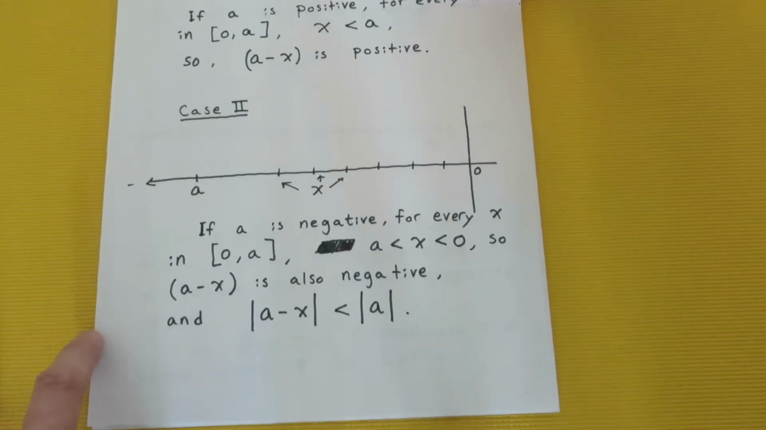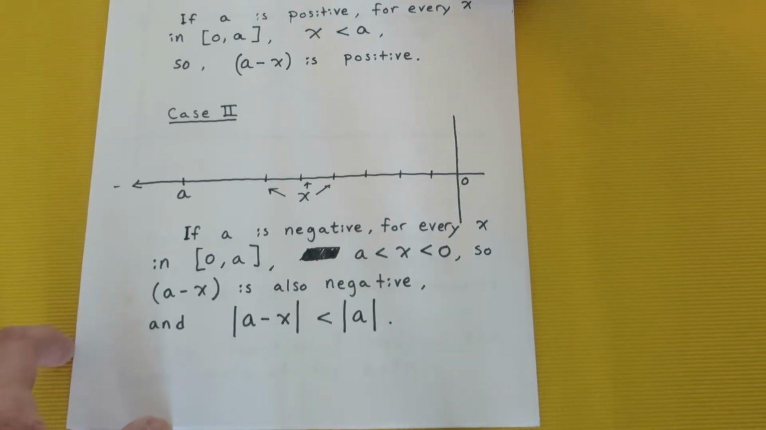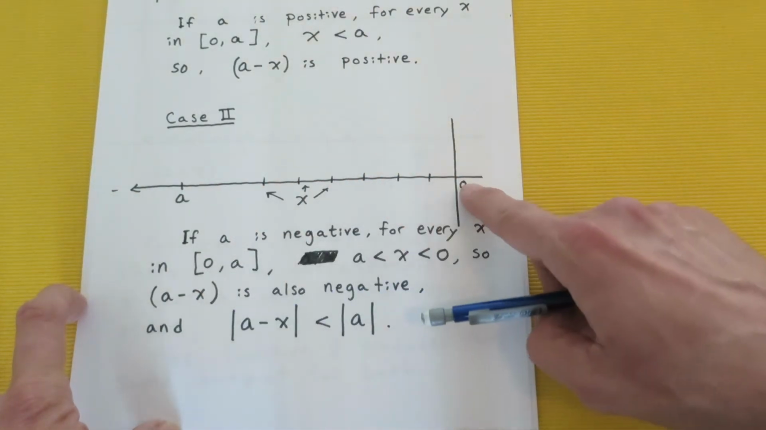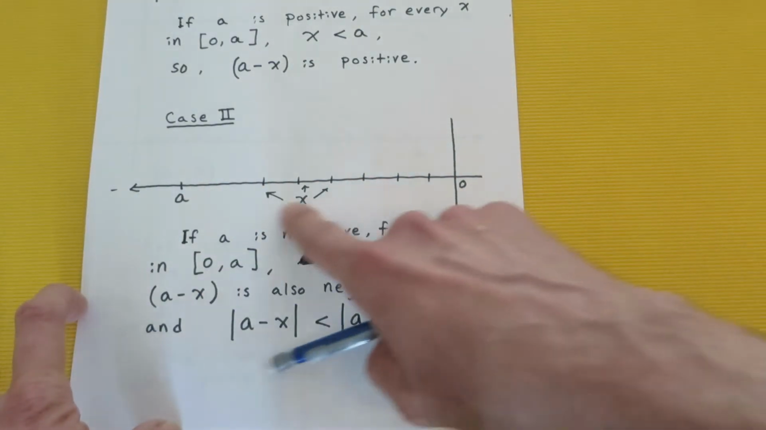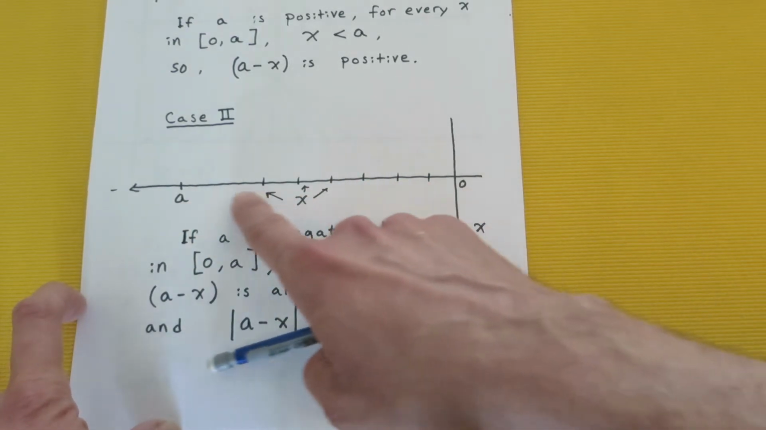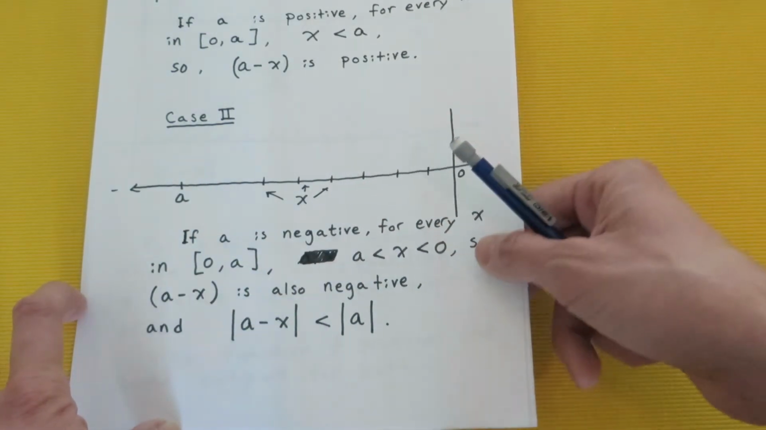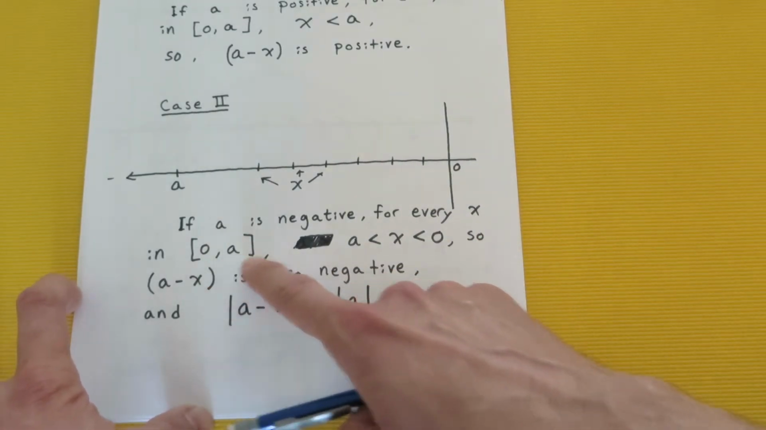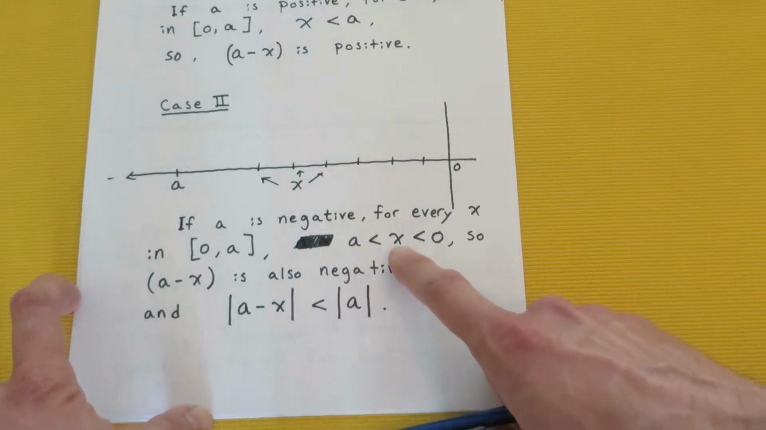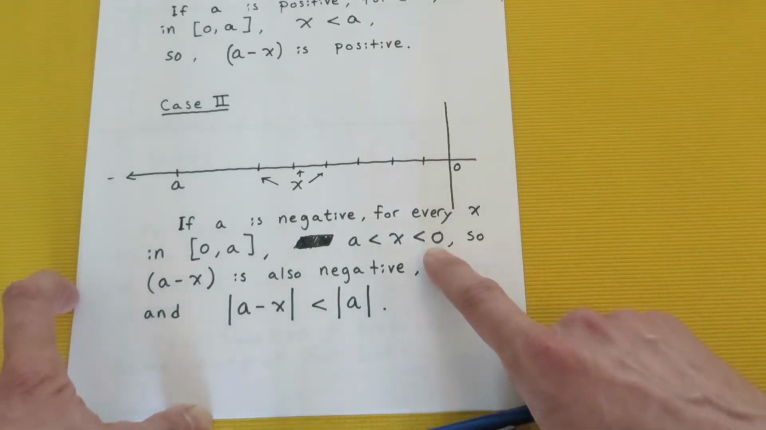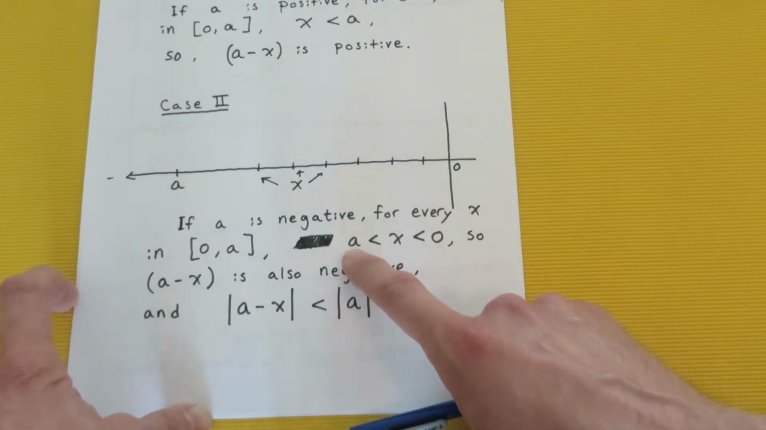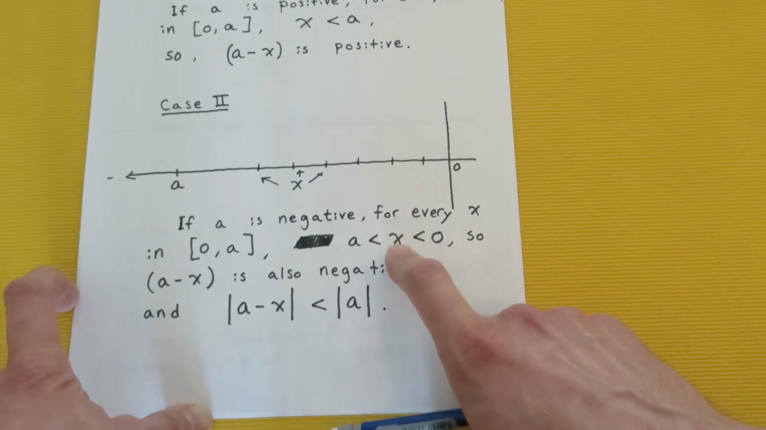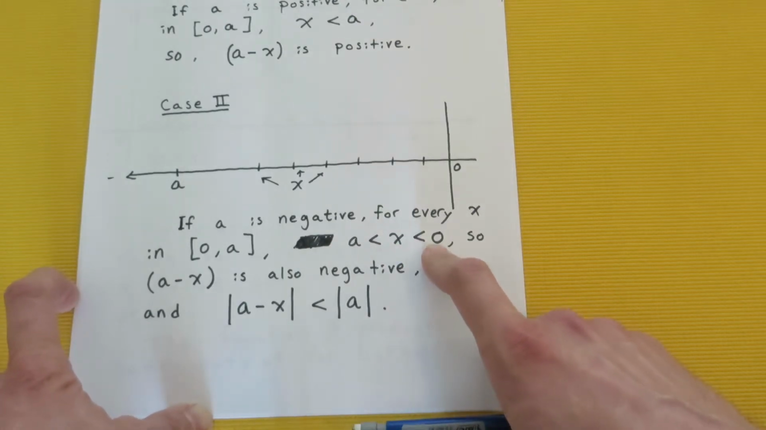Case number 2 is when a is negative. So notice our number line is going in the negative direction here, and we're looking at from 0 to a. X is going to fall anywhere along here. Then we could say that for every x in our interval from 0 to a, a is going to be smaller than x and x is going to be smaller than 0. Or another way of thinking about it, a is going to be more negative than x and x is going to be more negative than 0.